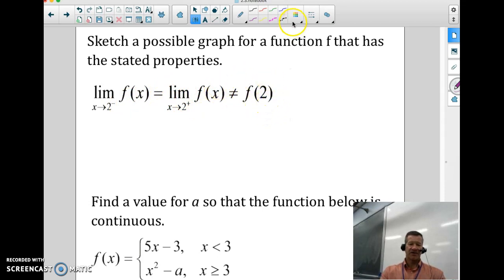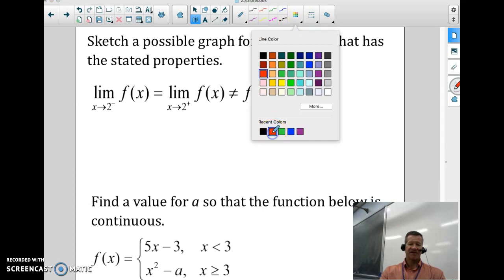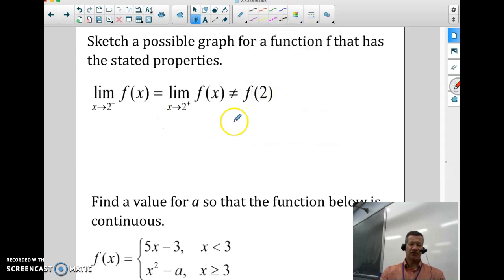What would that function look like? Well, let's see. If this is what's happening at 2, what would that function look like at 2? Well, first, let's go to x equals 2. And what do I know? I know the limit as I approach 2 from the left equals the limit as I approach 2 from the right. So I must have some curve, and who knows what it looks like.